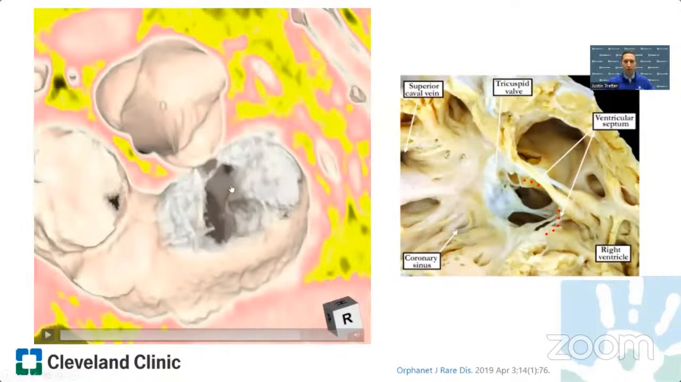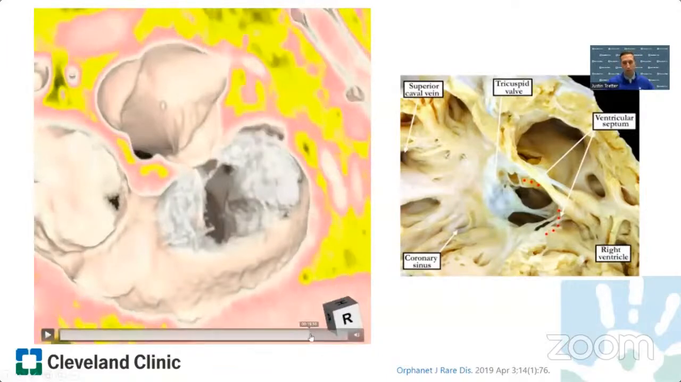So once that tricuspid valve overrides more than 50%, we would change this diagnosis to calling it double inlet left ventricle, with both the tricuspid valve and mitral valve primarily draining into the left ventricle.